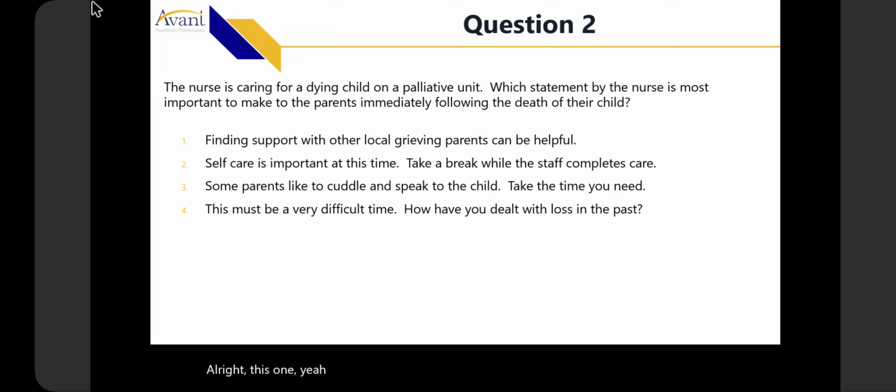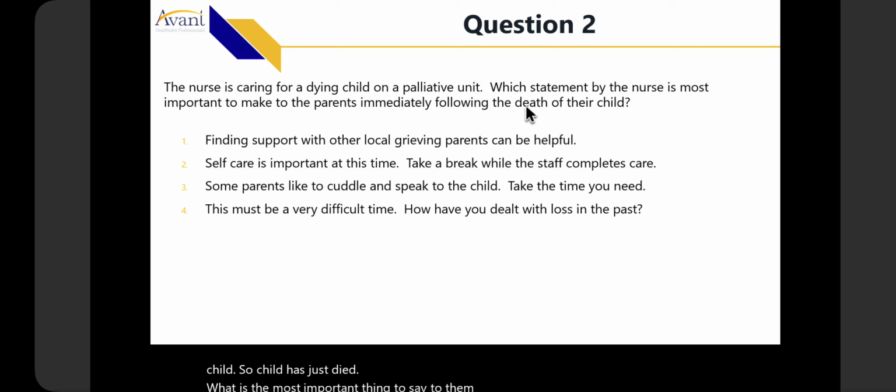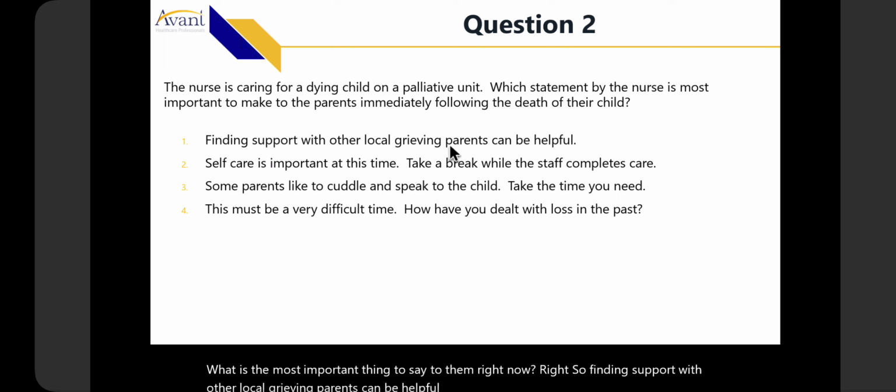All right, this one y'all are a little more scattered on. So our question is, which statement is the most important to make to the parents? And our keyword is immediately following the death of their child, right? Immediately following the death of their child. So the child has just died. What is the most important thing to say to them right now, right? So finding support with other local grieving parents can be helpful. That's a true statement. This is an example of a true statement that's not the correct answer, okay? Not the correct answer. Why?